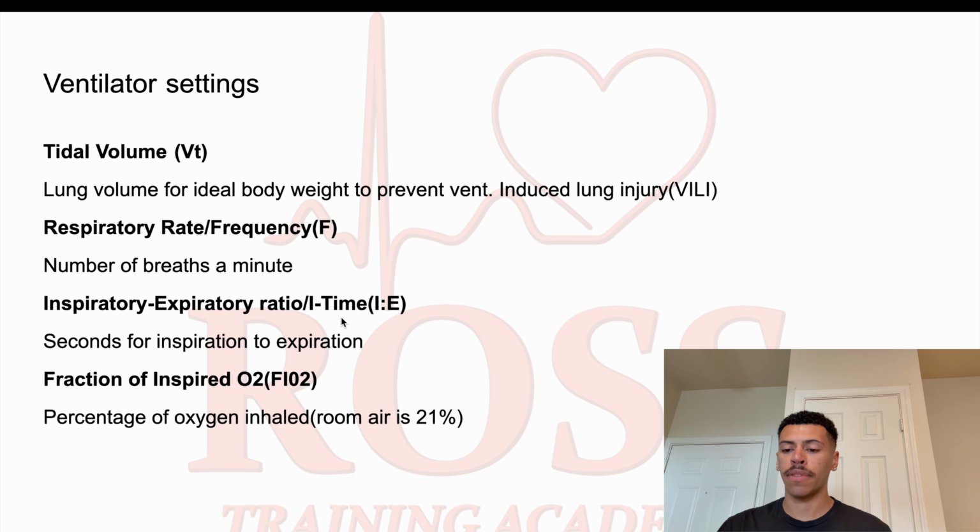The next one, we have the I to E ratio, the inspiratory to expiratory ratio. All of this is just going to be the seconds for inspiration to exhalation. And then we have our FiO₂, or our fraction of inspired oxygen, and this is going to be the percentage of oxygen. And remember, room air is going to be 21%, so if you have a ventilator that's not attached to oxygen, it's going to show up as 21%, or 0.21.